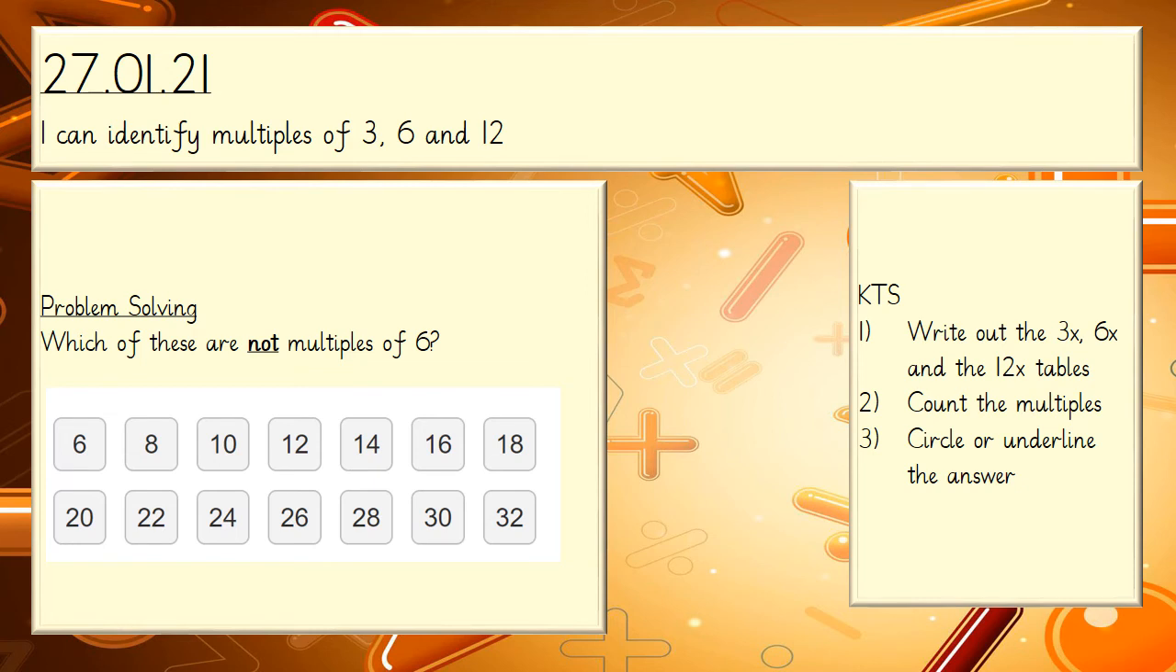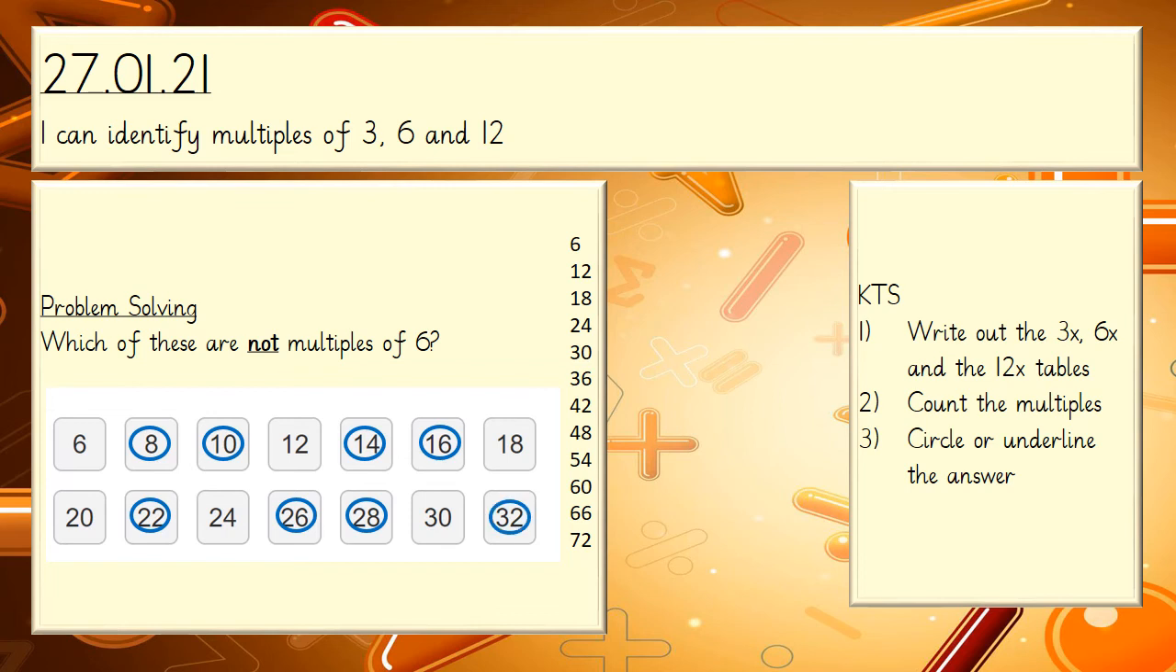Well, if I've got the 6 times table written down, I can use that to spot all of the numbers that are not in the 6s. So I'm going to circle all the numbers that I can see that are not in the 6 times table. So that would be 8, 10, 14, 16, 22, 26, 28 and 32. I should have also circled 20 there.